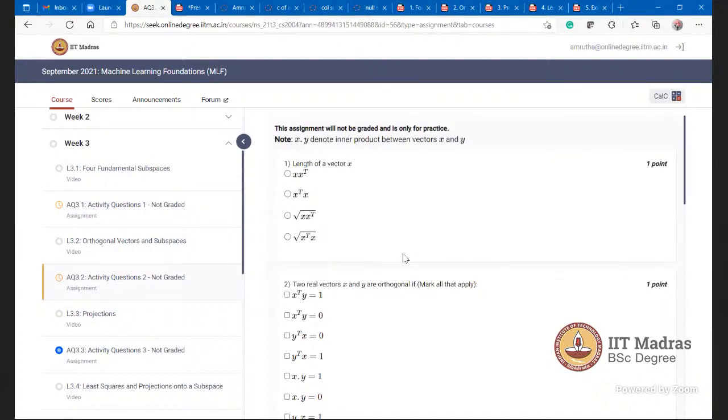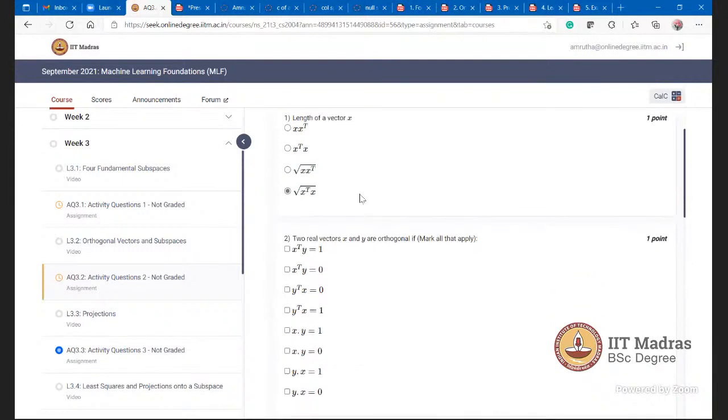In our second lecture, it is more about orthogonality in vectors and the orthogonality of subspaces. As a first question, we have the length of a vector x. In most cases, we assume our vector x to be a column vector. In that case, the length of the vector is simply the square root of the dot product of the transpose of the vector x with the vector x. So this is your option: square root of x transpose x. This is very straightforward. You would have learned it in the earlier weeks also.